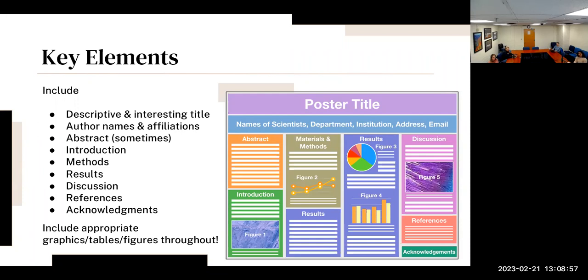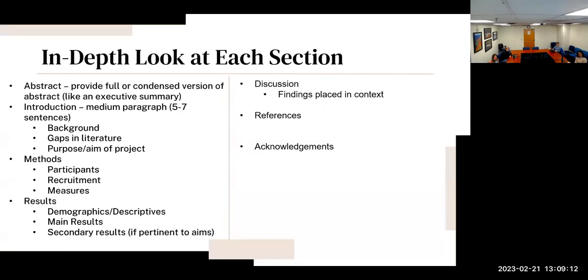Then you'll have your introduction, your methods, results, discussion, references, and acknowledgement. And you'll want to include appropriate graphics, tables, or figures throughout. And I'll talk to you a little bit about those as well. So I wanted to provide an in-depth look at each section.